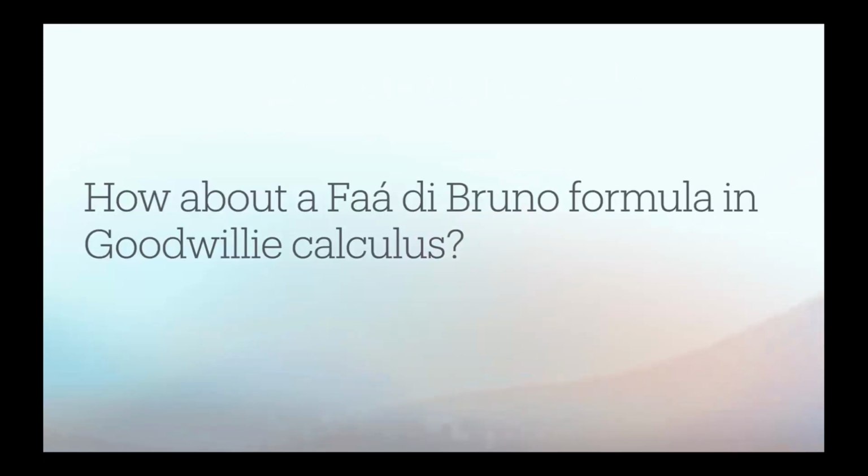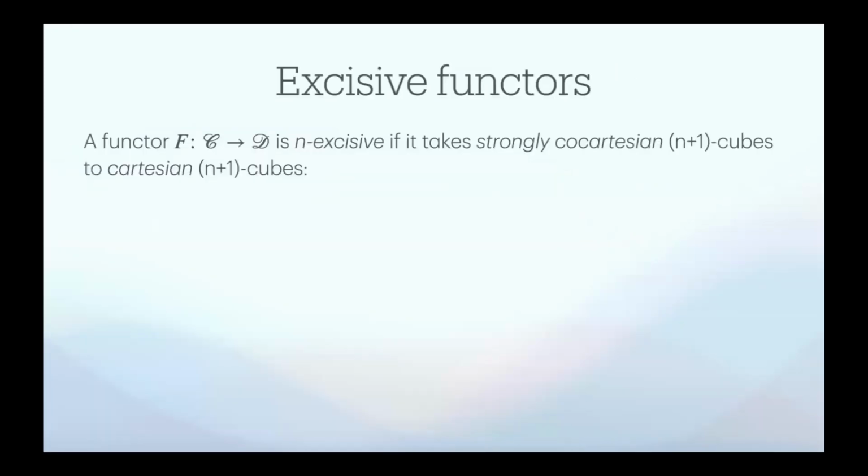The question I want to answer today is how about an Arone-Ching formula in Goodwillie calculus? Let's start by talking about Goodwillie calculus, because I think most people here are not familiar with it. We saw in Catherine's talk something about functor calculus and constructing towers of Taylor approximations to functors. What we're going to do is categorify calculus in a way, by categorifying the idea of Taylor approximation.